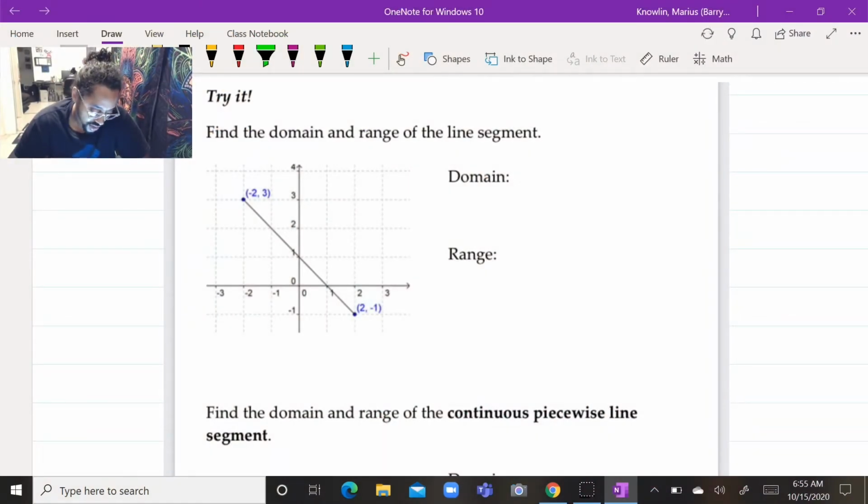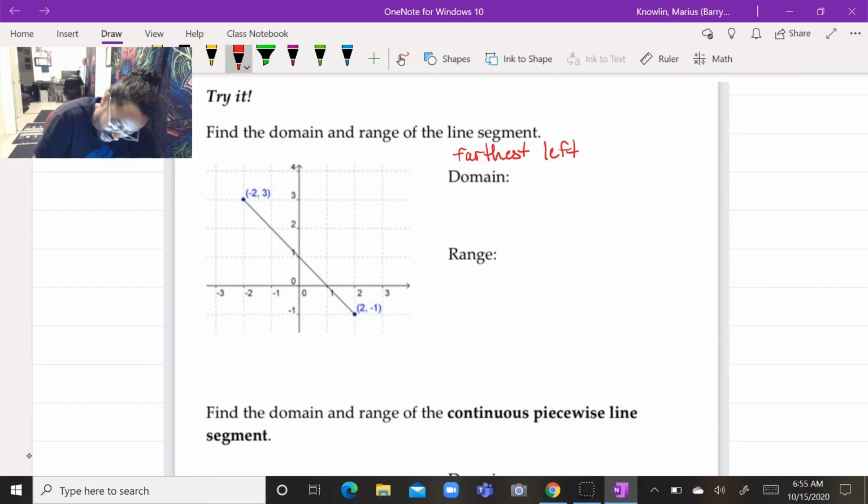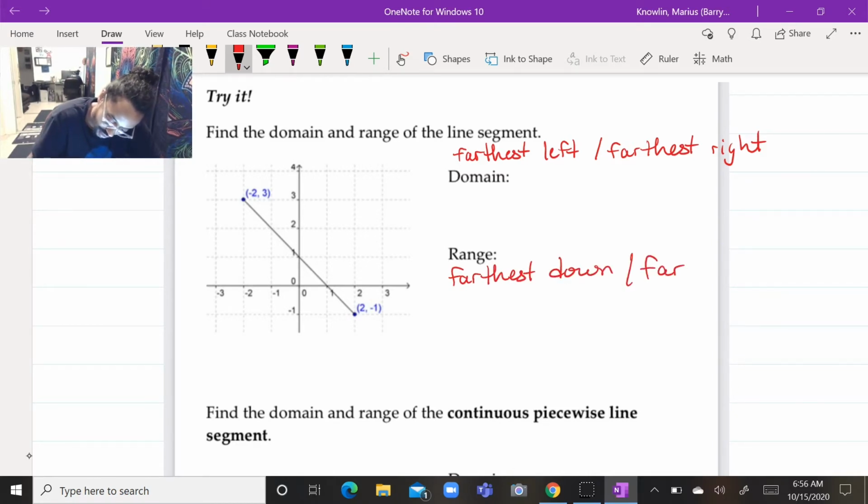So let's go ahead and jump into this. It says find the domain and range of this line segment. Remember, the domain is farthest left and farthest right. The range is farthest down and farthest up.